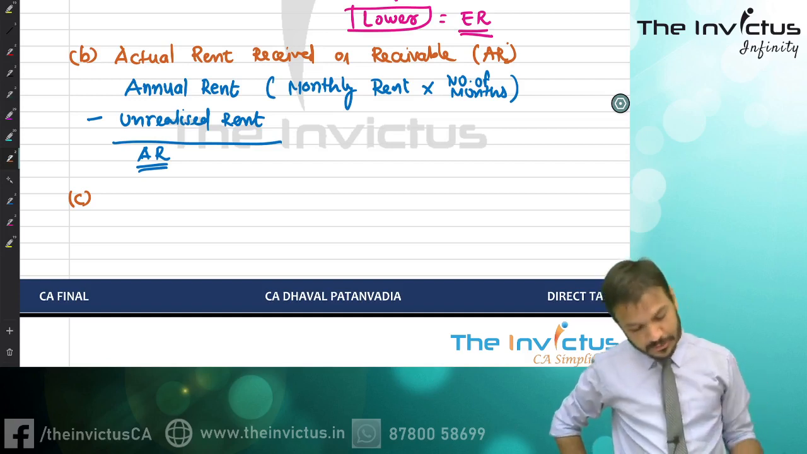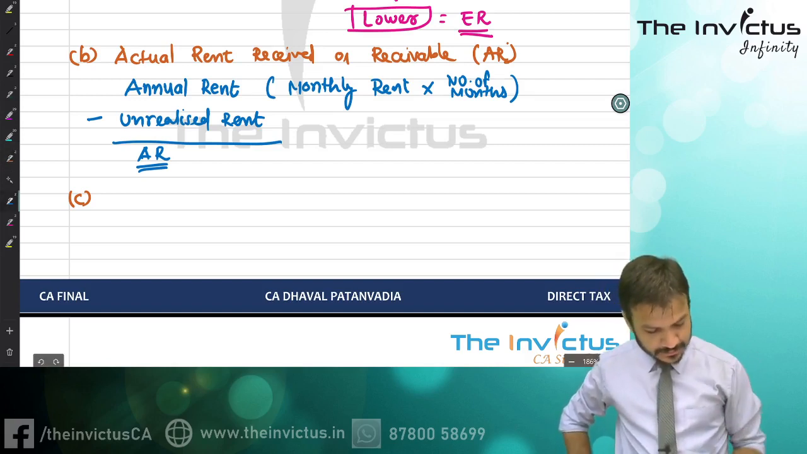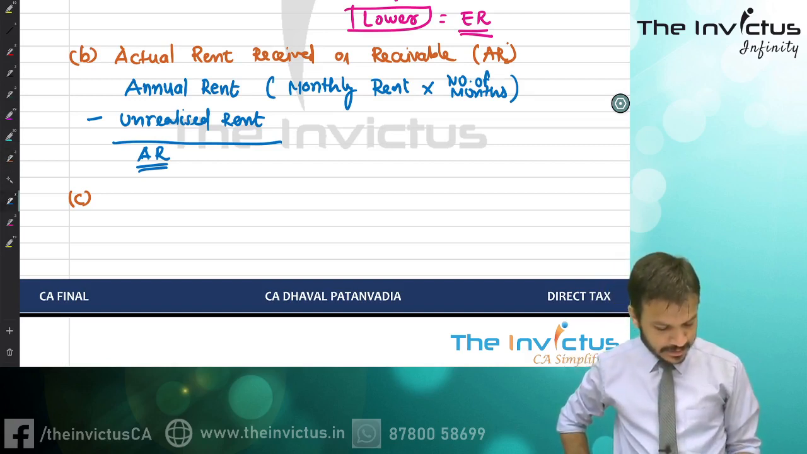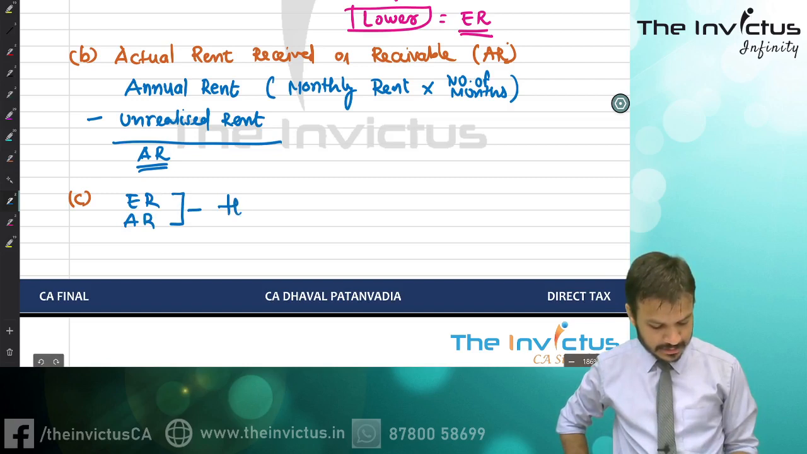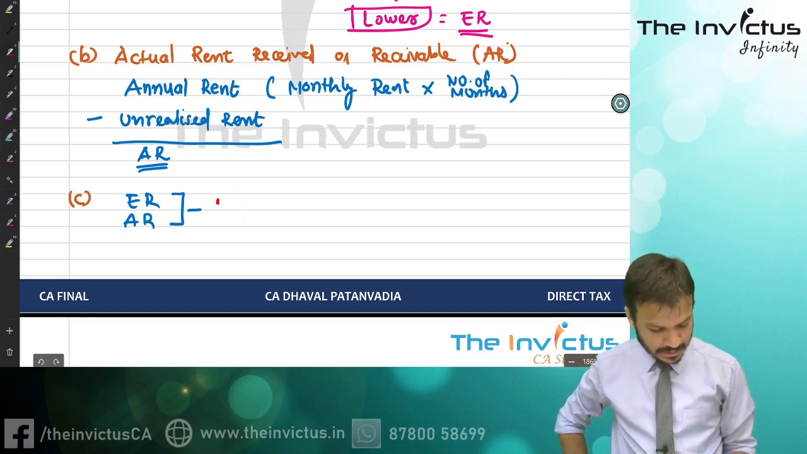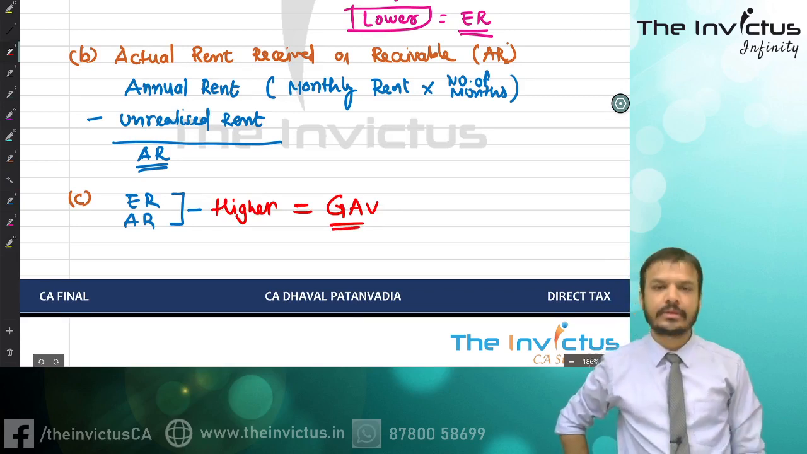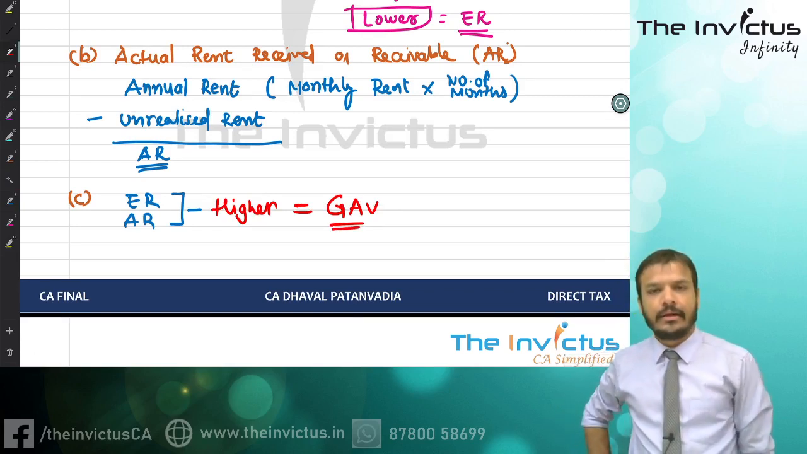First I need to compare two things again. First I need to compare ER and AR, whichever is higher will become my EA, right?